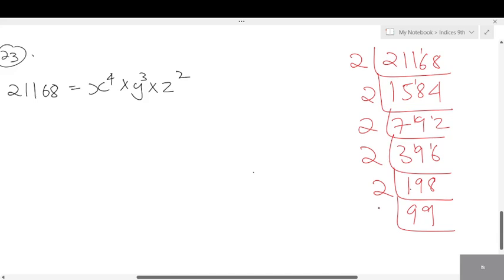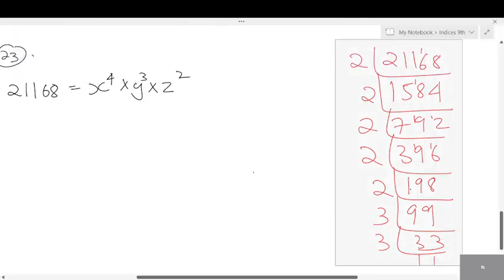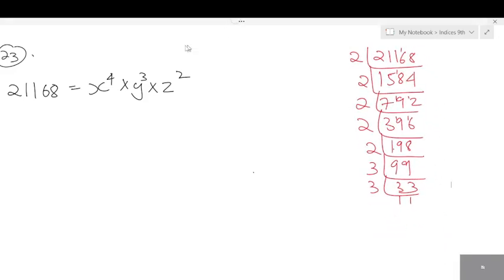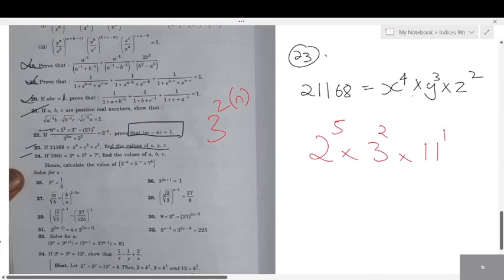Next, if 99 is there, how do you factorize, students? 33, and 3 ones are 3. 3 elevens are 33. 11 ones are 11. Oh, you should get the exact value. So how many times 2 is present, students? How many times 2 is multiplied? 3 into how many times? 2 into how many times 11? 1. But why are we getting different values? 21168.